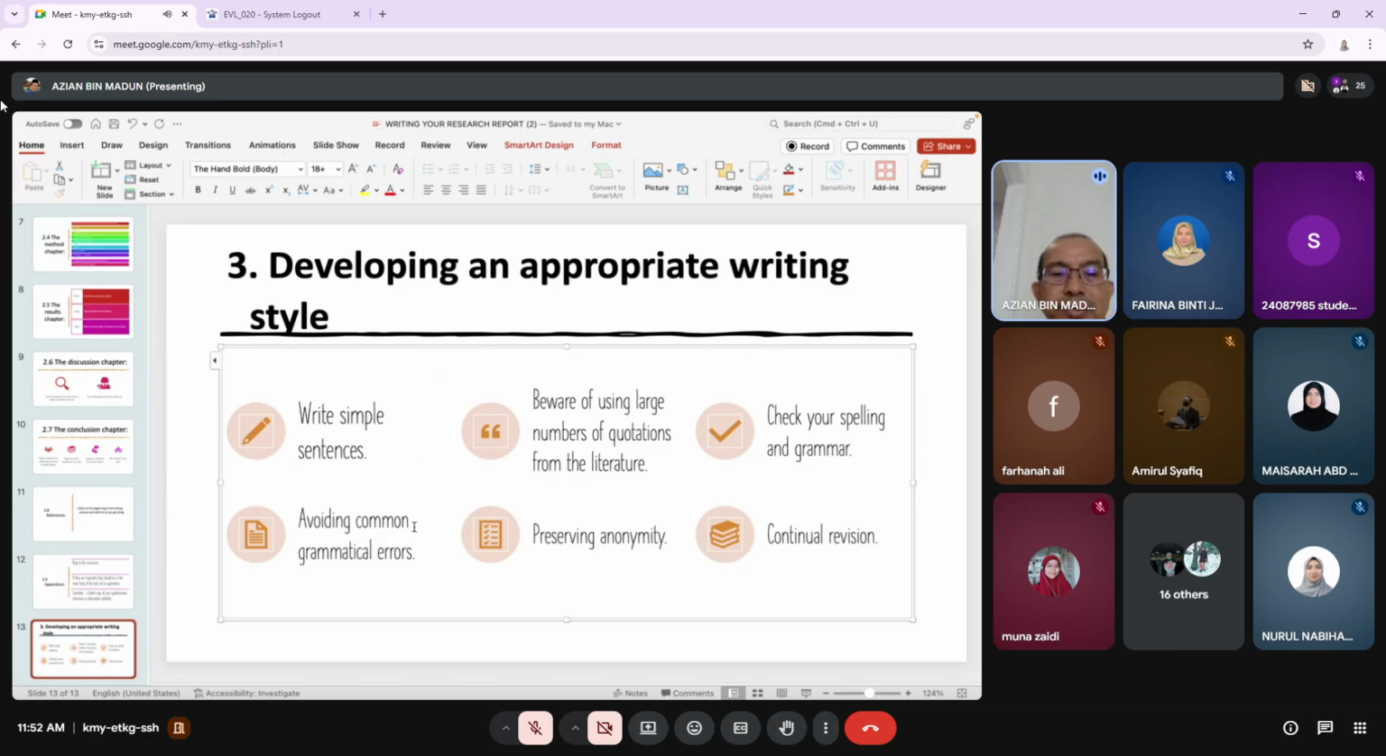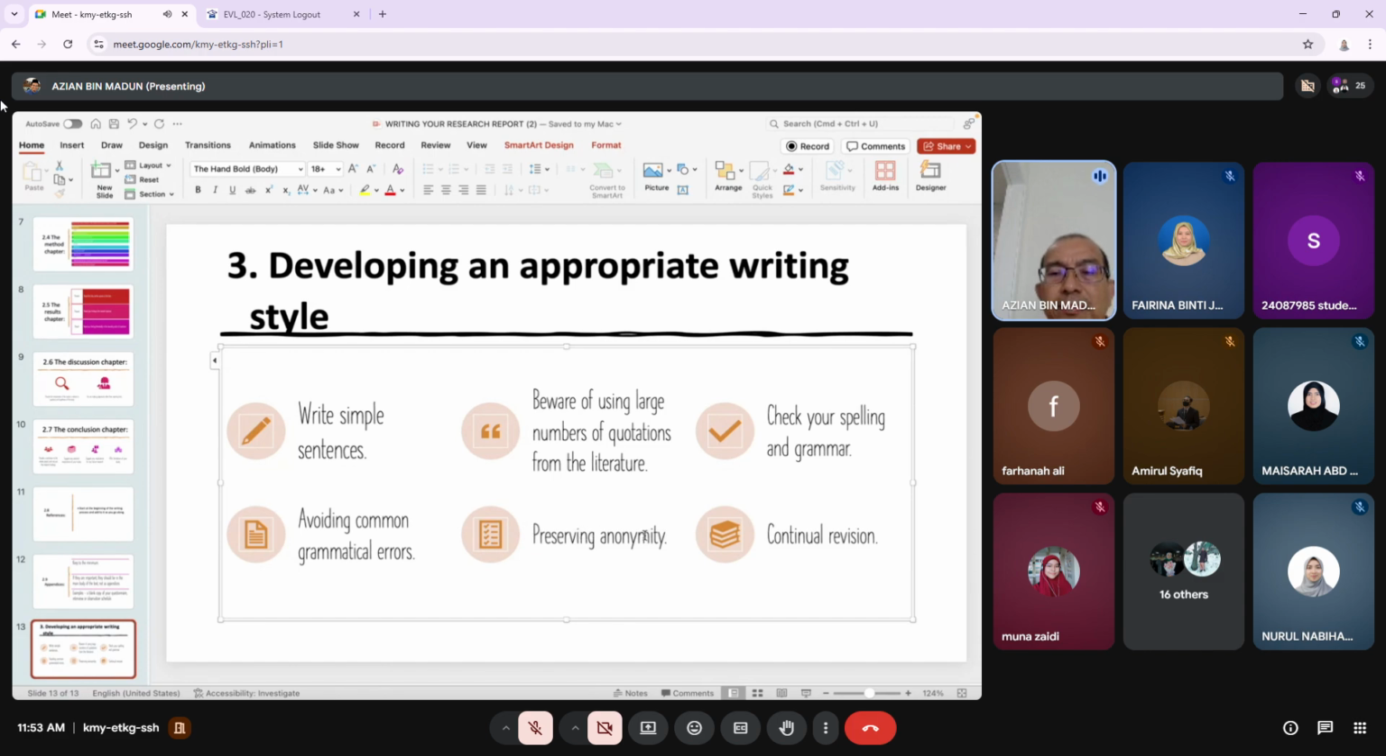Use simple sentences, whatever language you use. Avoid grammatical errors. This one you can easily use ChatGPT or AI to help you. Beware of using a large number of quotations from literature. If you are quoting from literature, there are ways to do that. Usually, for journals, they will ask for not more than about 3 or 4 lines. If more than one paragraph, it becomes problematic, I mean taking directly from quotations.